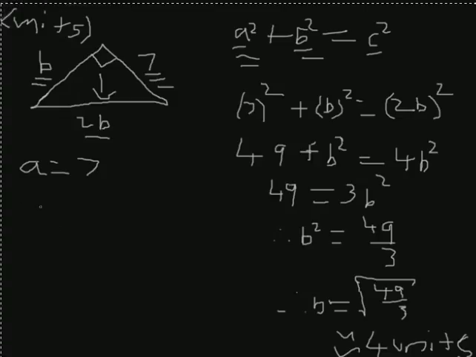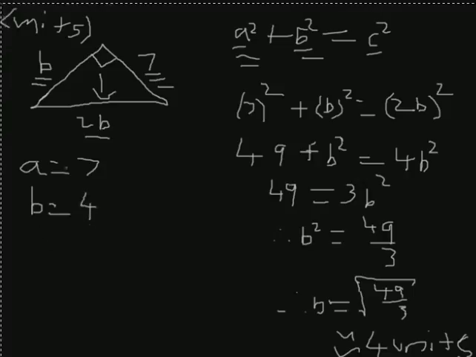Alright, so A is equal to 7. B is equal to, we figured out, 4. And then C is equal to 2B, which is equal to 8. So this is roughly. And there you go. We figured out the lengths of the triangle.